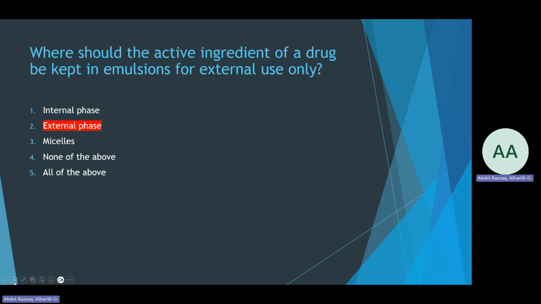All right. So if you guys have been paying attention, this is a pretty easy one. Where the active ingredient of a drug should be kept in emulsions for external use only. Remember, we want our external use. We want the active ingredient to be in the external phase because it'll get the most contact with our site of intended use.